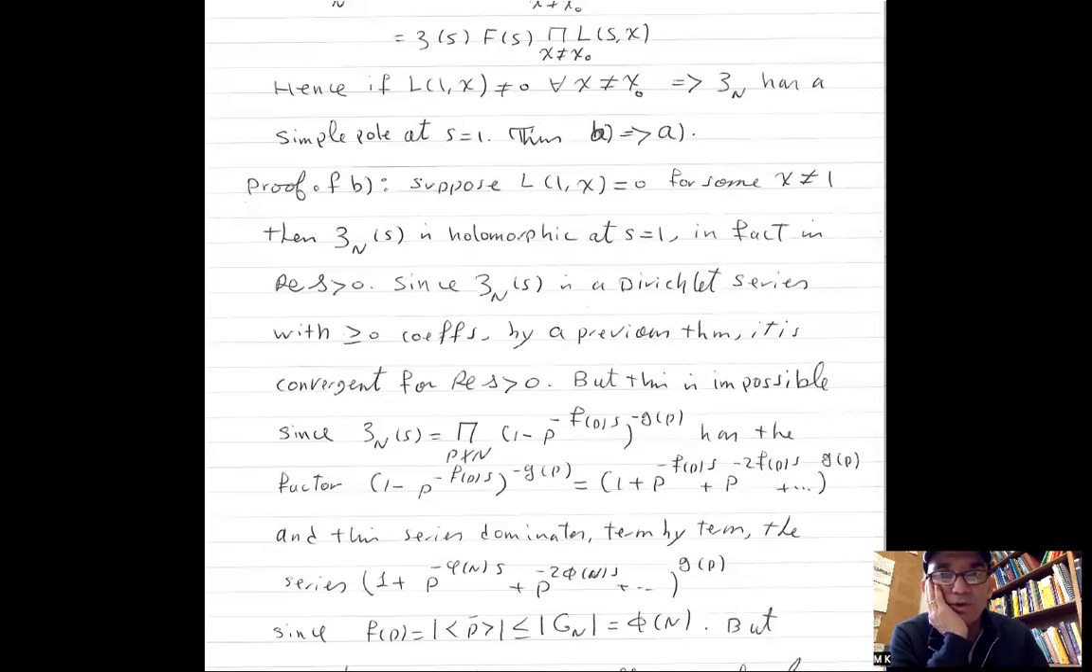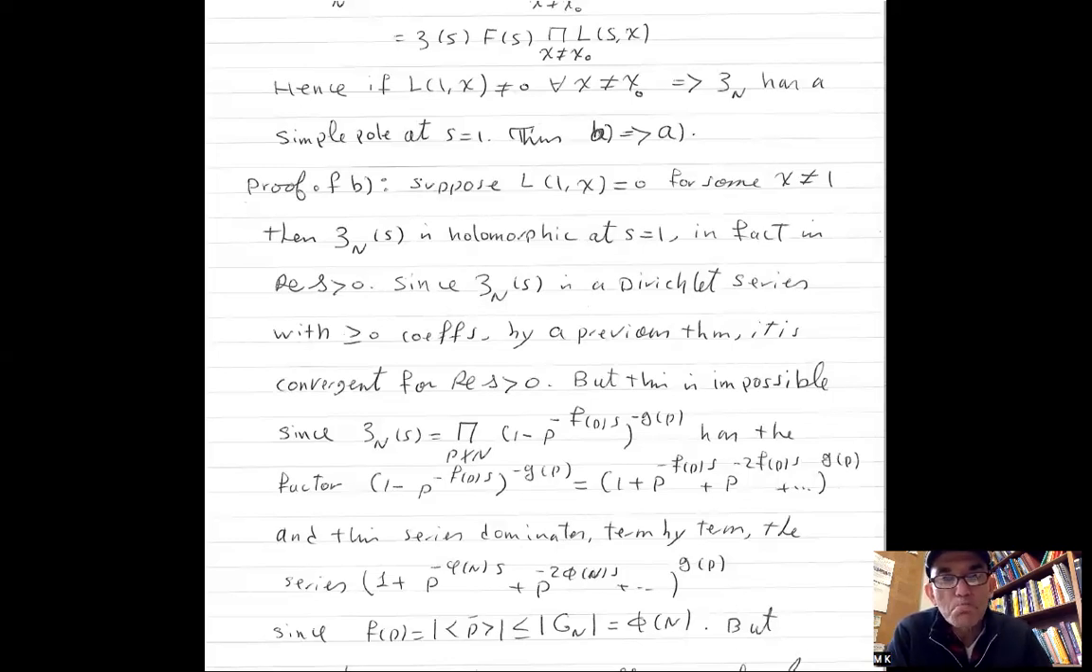Namely, we want to show that for all L functions of non-trivial characters, their value at s equal to 1 is not 0. Okay, so the proof, again, is by contradiction. Suppose L of 1 and chi is equal to 0 for some chi different from 1.